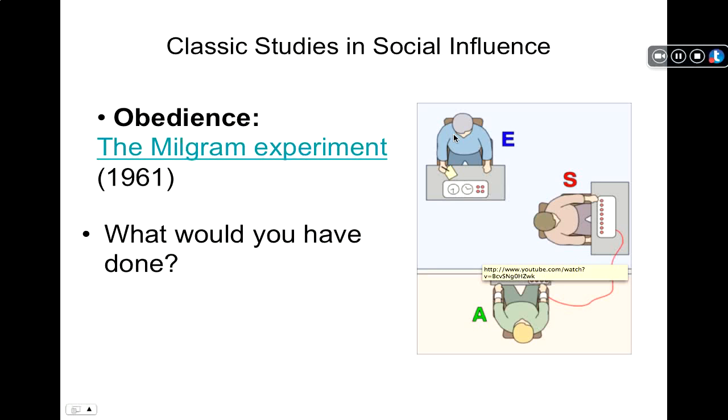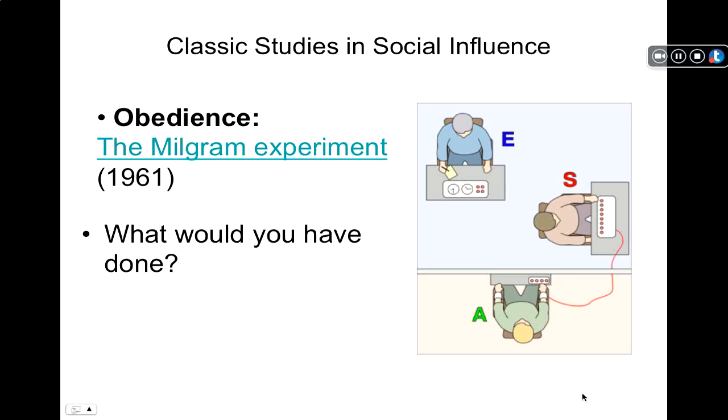You had the experimenter, the confederate of the experimenter over here, the A, that's the learner, and then you had the research participant, the subject, delivering what they believed to be painful electric shocks to the learner upon the learner's mistake. So the cover story was that this was a study of the effect of punishment on learning. The subjects were the ones delivering what they believed to be painful electric shock.